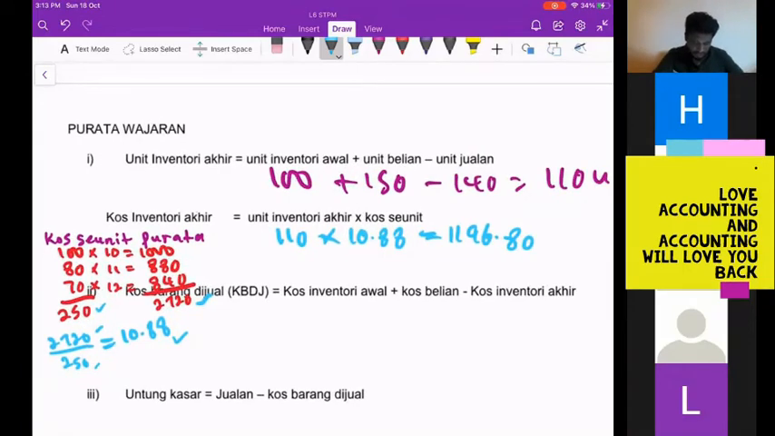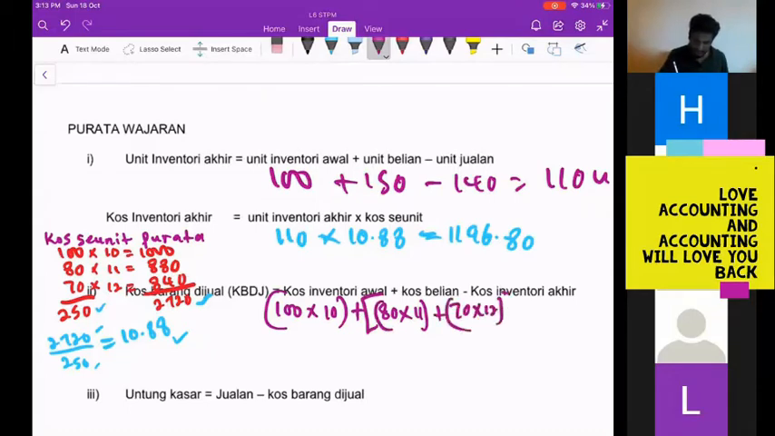Yes. Cost barang untuk dijual. How to calculate cost barang untuk dijual? Inventory awal. How much is the inventory awal? 100 times with how much? How much is the original value? 10. Tambah dengan belian. Belian is 80 times 11. Tambah 70 times 12. Tolak 1196.80 cent.